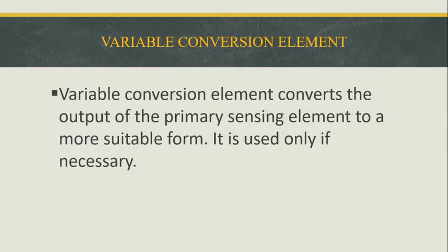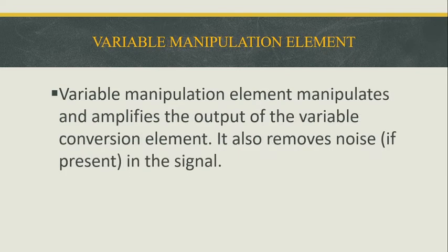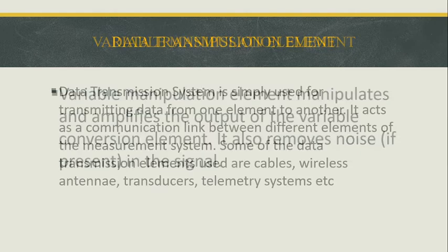Okay, what is my variable conversion element? Variable conversion element converts the output of the primary sensing element to a more suitable form. It is used only if necessary. Okay, what is my variable manipulation element? It manipulates and amplifies the output of the variable conversion element. It also removes the unwanted noise in the signal.